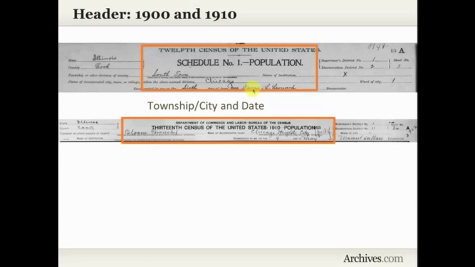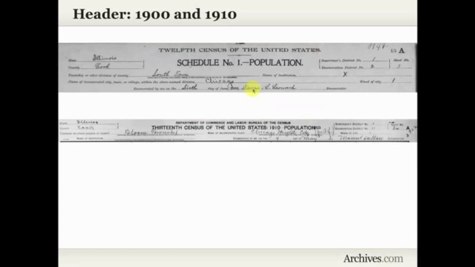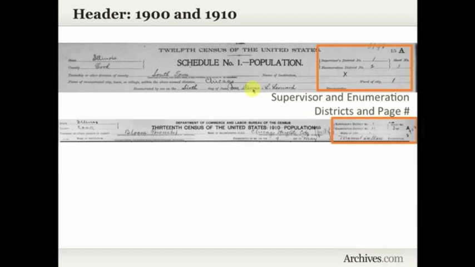Now, moving over to the right-hand portion of this header is where we will find what's known as the supervisor's district and the enumeration district numbers. These are going to be important when you want to find these censuses later. Or let's say that you're looking at someone else's research and they mention that they found this household in the census of Cook County, Illinois, in Enumeration District 2. Well, that's what we have here, Enumeration District 2.